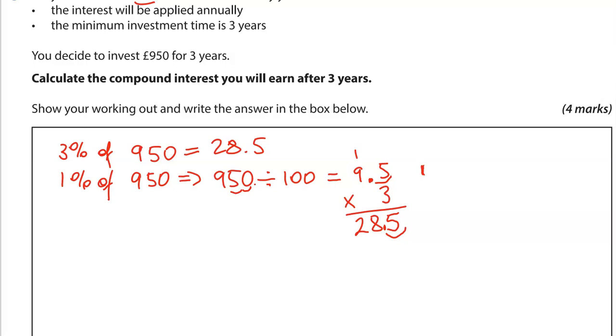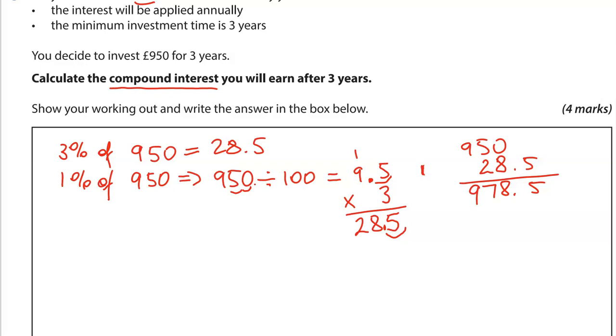So now, as this is compound interest, we're going to add 28.5 to the 950 before we work out the 3% for the second year. So 950 add 28.5: 5 there, 8, 7, 9. So £978.50. So we're going to work out 3% of this amount now.